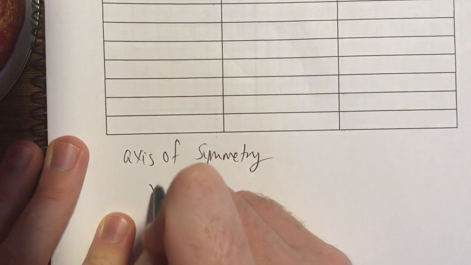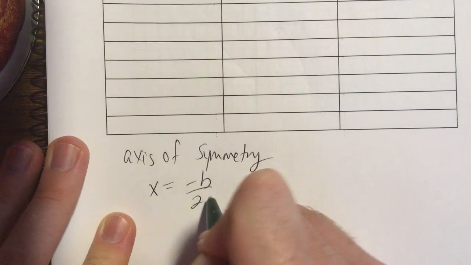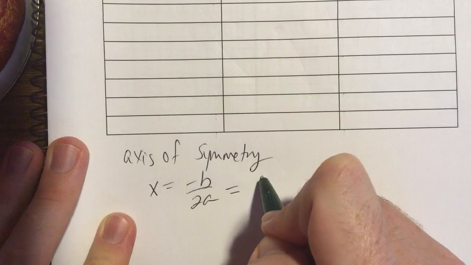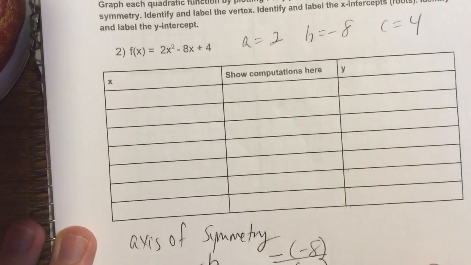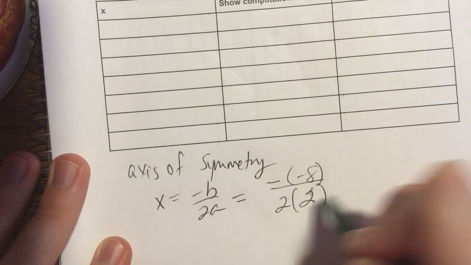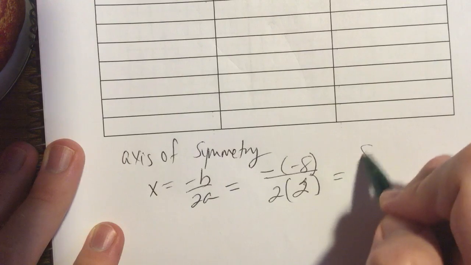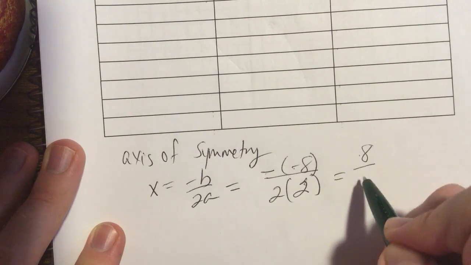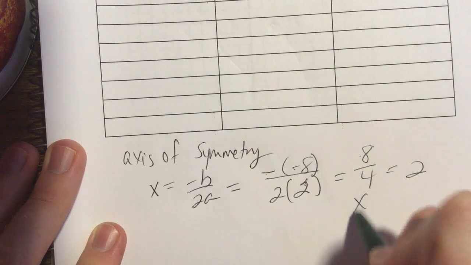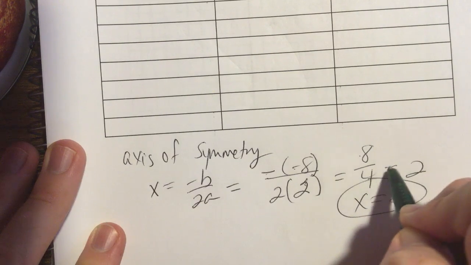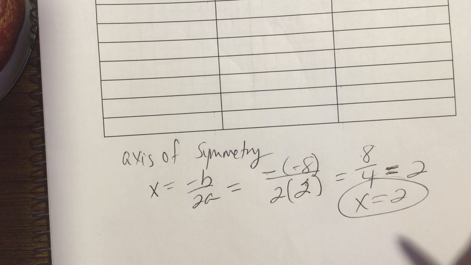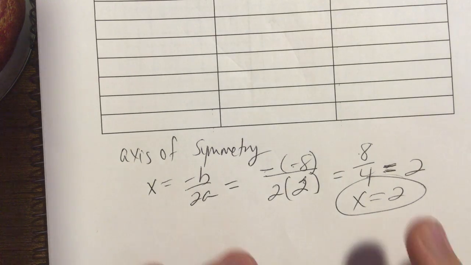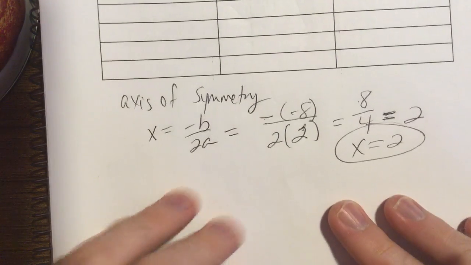The axis of symmetry is x equals negative b over 2a. That's the formula. So we're going to take negative b. B is a negative 8, so we're going to do a double negative, divided by 2 times a. A is a 2, so 2 times 2 in the denominator. This is going to be 8. The double negative makes that a positive 8 over 4, which is 2. It happens to just be the same axis of symmetry as the first example, the first sample that we did. That's not always the case, though.